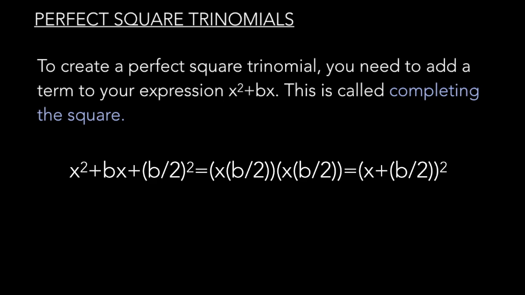To create a perfect square trinomial, you need to add a term to your expression, x squared plus b times x. This is called completing the square. You can use the equation x squared plus bx plus b over 2 squared equals the quantity x plus b over 2 times x plus b over 2, which equals the quantity x plus b over 2, squared.